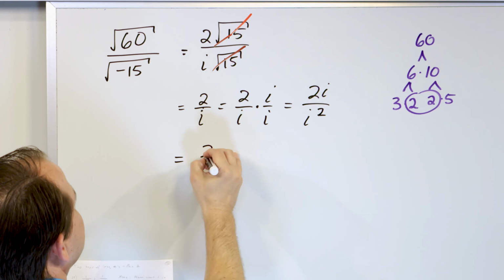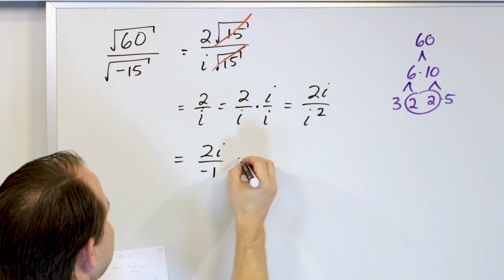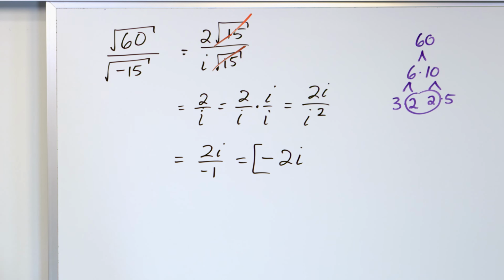But then I know that that's 2 times i over this, which is just negative 1, and 2 divided by negative 1 is just going to be negative 2i. So the final answer is negative 2i.